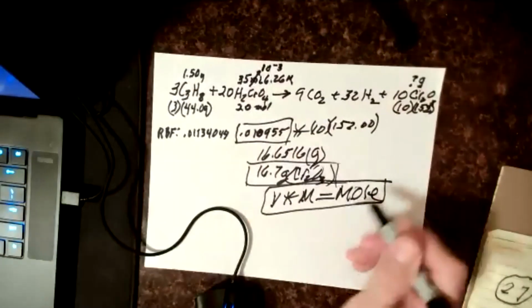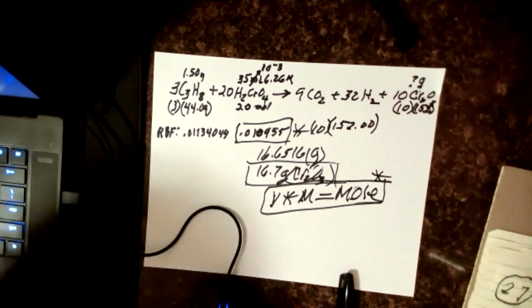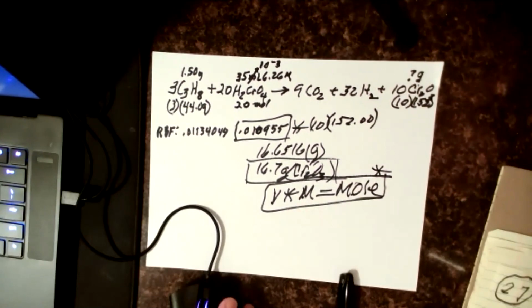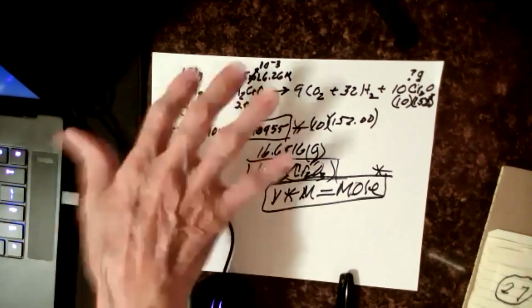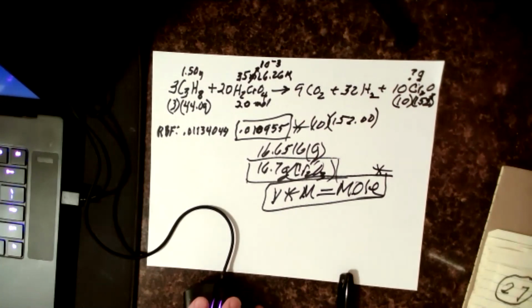So no matter how you're doing the problem, this is the relationship that you're going to use somewhere in the problem if it involves molarity and solutions. That's the only difference we've done, is just added that relationship to there.